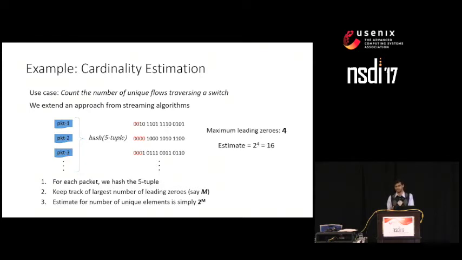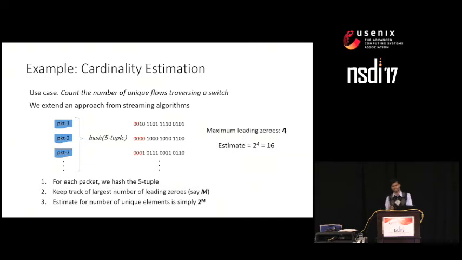In this case, would be 16. Right? And this is really attractive because it maintains very little amount of state, essentially a single counter for the maximum number of leading zeros. And it requires a single operation, which is exponentiation of 2, which can be easily done by bit shift.